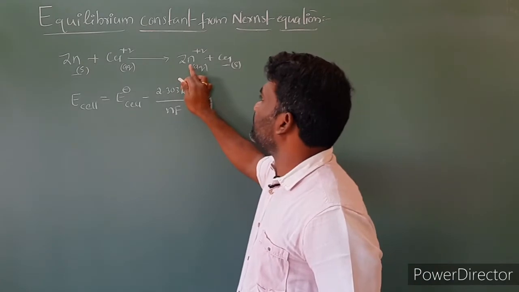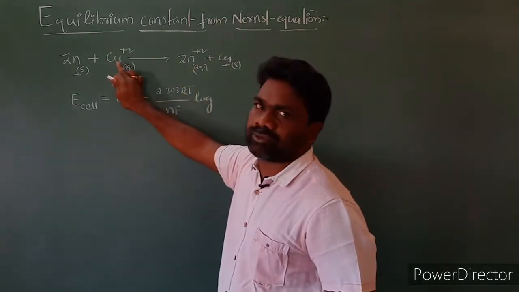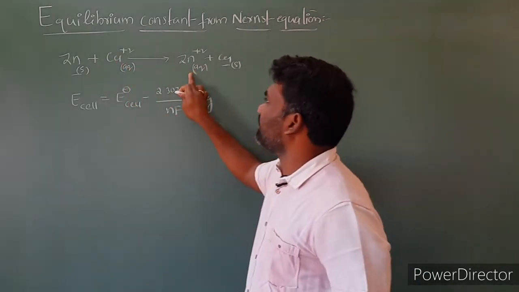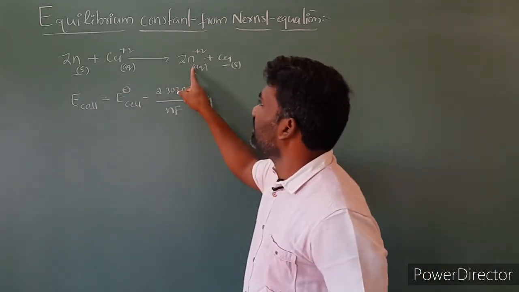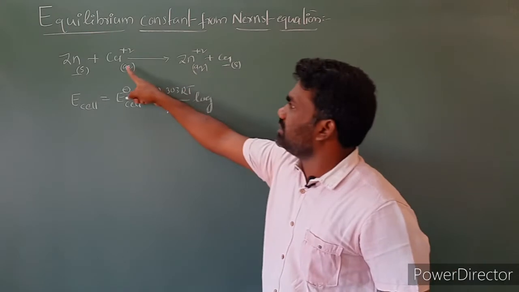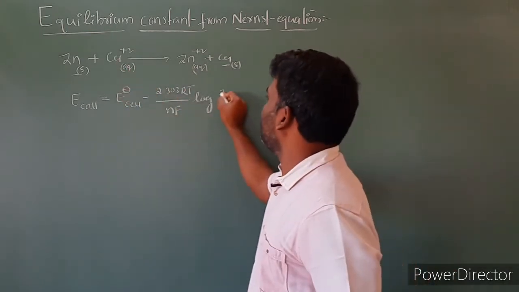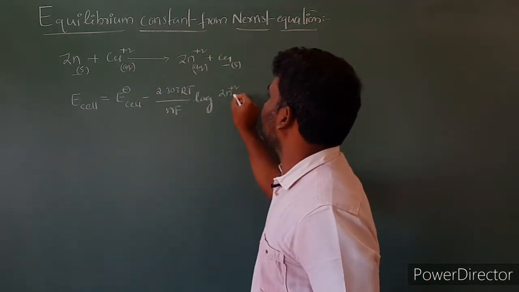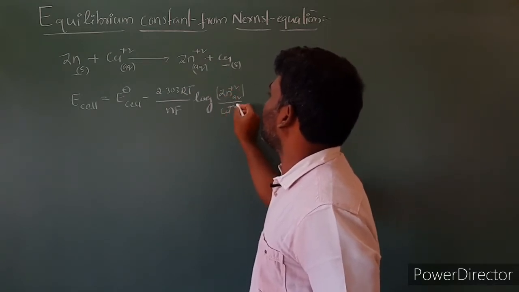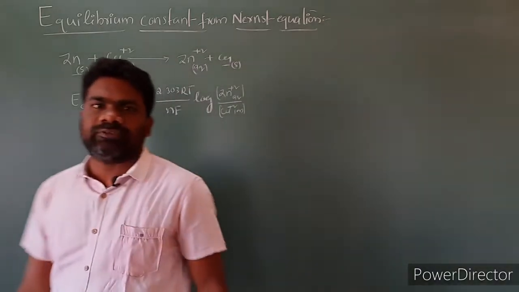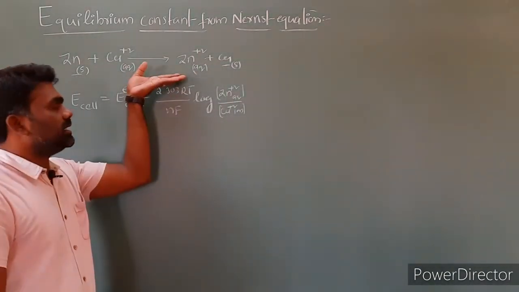So remaining, we have Zn2+ and Cu2+ in aqueous solutions. The concentration of products by the concentration of reactants: first I am writing the concentration of product, Zn2+ concentration, by the Cu2+ ion concentration. So this is the Nernst equation for this cell reaction.